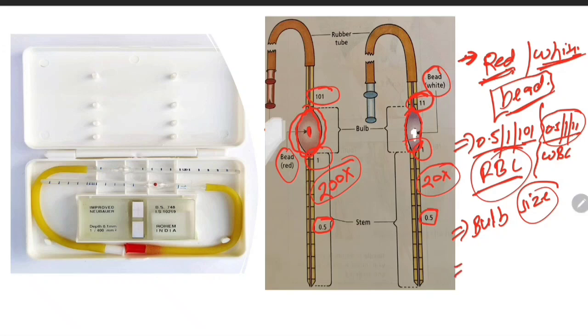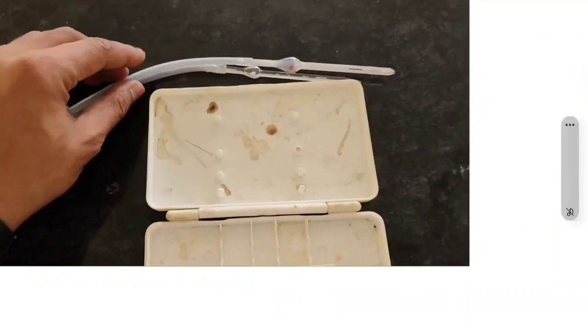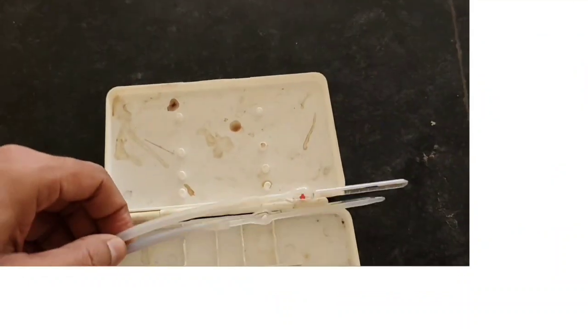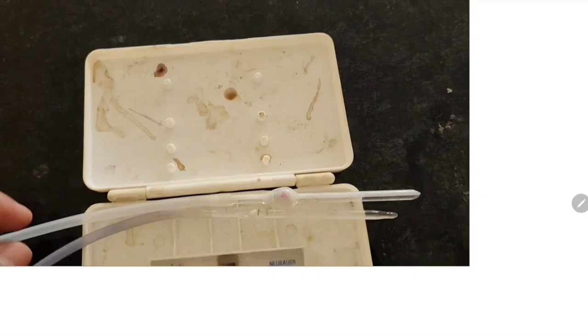One more thing we can say is about the mouthpiece. In the RBC pipette we always see red. This is the RBC pipette with a red bead, and the mouthpiece is also red in color. Here we can see the WBC pipette, and its mouthpiece is also white in color. So that is also something we can consider. Here we can easily see the RBC pipette and WBC pipette.